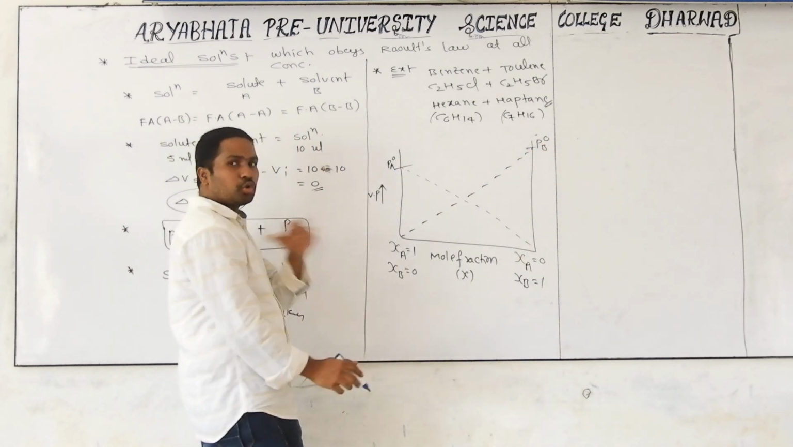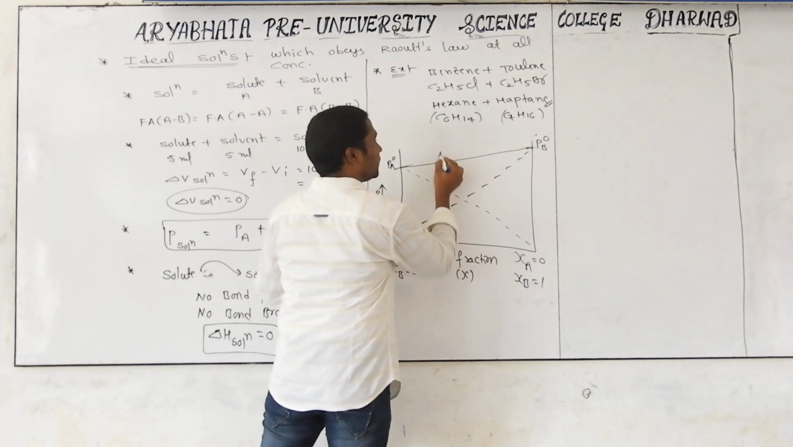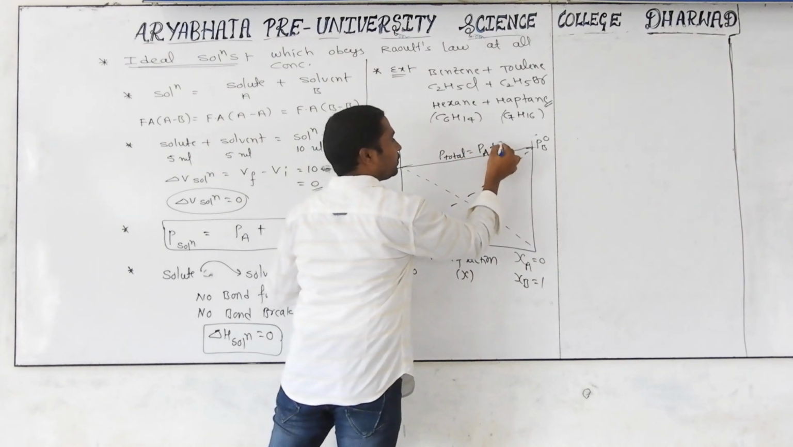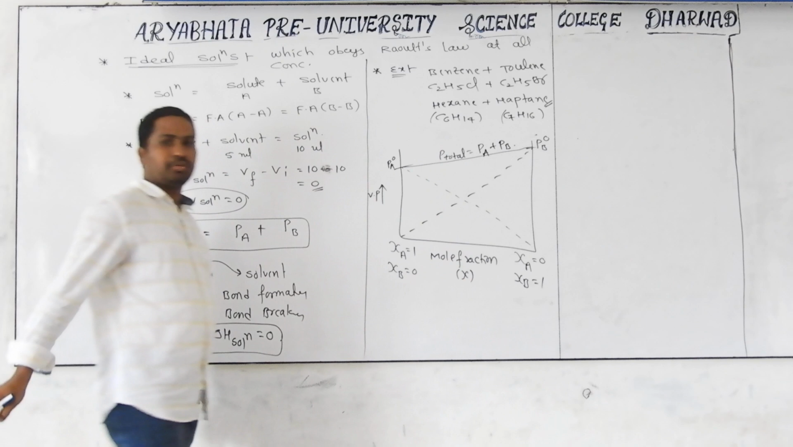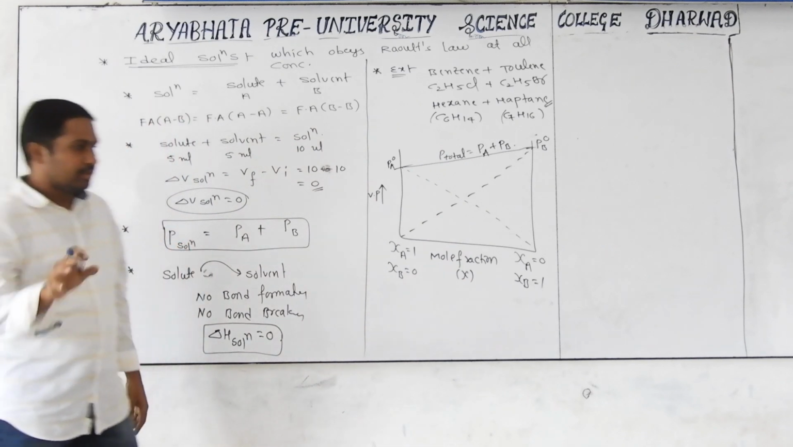Now I want the total pressure. If you join these two points, we get the total pressure. P total under ideal nature is nothing but the partial pressure of A plus the partial pressure of B component. This is an ideal nature solution. Yes, clear? All of you getting it?